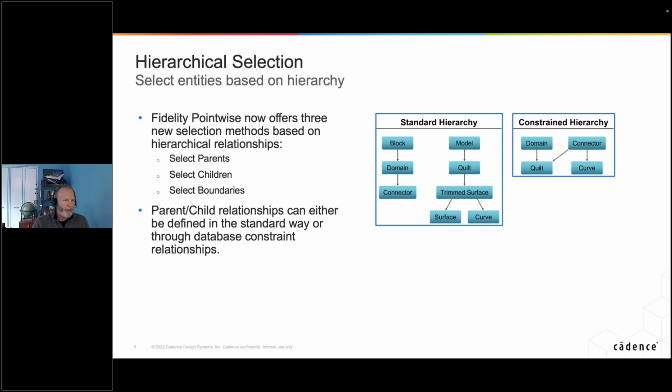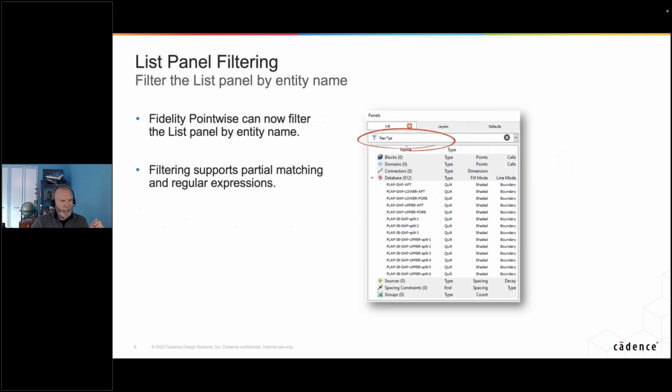And so we have a number of tools available now related to those hierarchies that you can also use for selection to quickly, for instance, find and select all the parents of a particular object and accelerate that selection process.